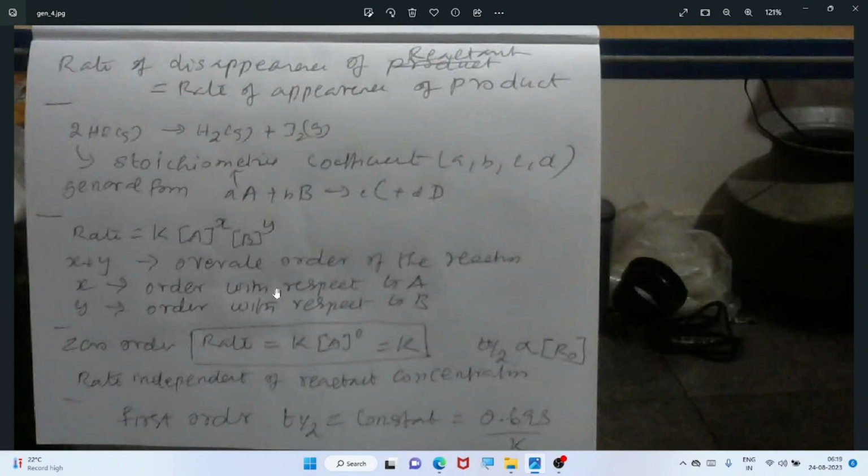How do you find the rate of the reaction? This is based on the power of the concentration of the reactants. Here, if you write rate equal to K into concentration of A to the power X, concentration of B to the power Y, that means X plus Y is the overall order of the reaction. X is the order of the reaction with respect to A, and Y is the order of the reaction with respect to B.